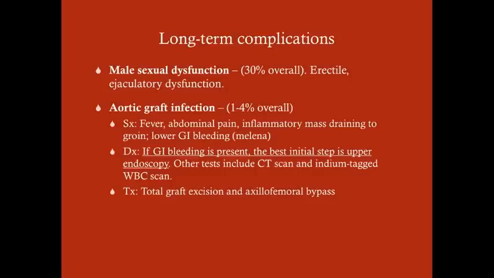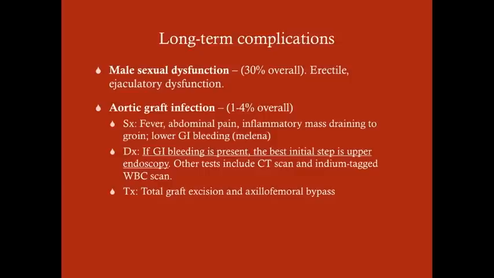So this can happen any time after surgery. It can be 10 years down the road. And the symptoms of aortic graft infection, like any infection, are going to include fever, but also what you'd see would be abdominal pain and inflammatory masses, usually draining to the groin, where the graft ends. You can also get lower GI bleeding, and that's called an aortoenteric fistula. The aorta is actually fistulizing, because of that infection, into the duodenum. And so the GI bleeding you would see would be melena, because you're getting blood into your duodenum, and because that's upper GI, that's going to be melena.